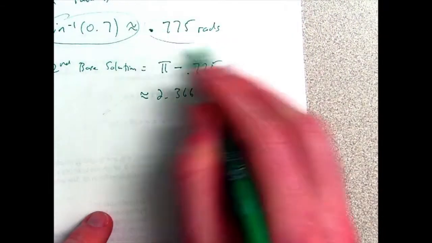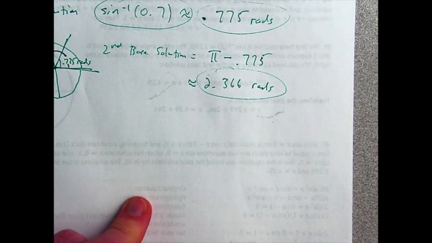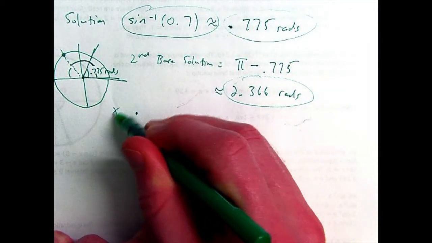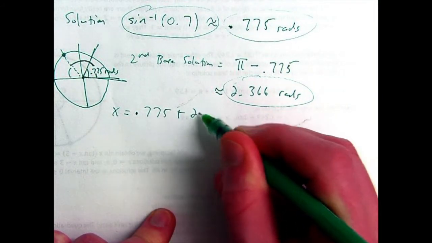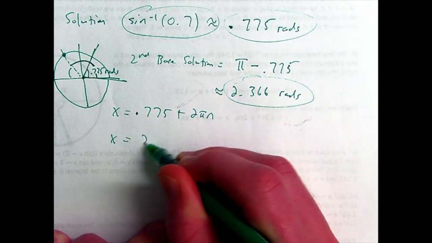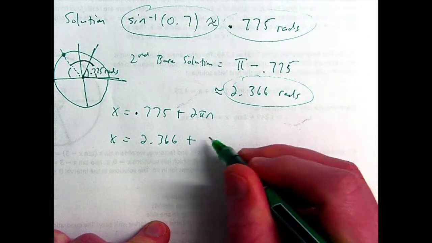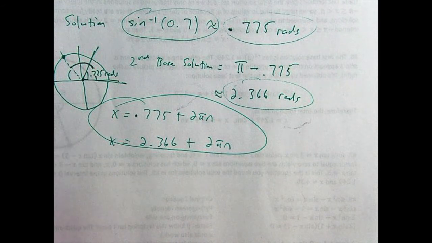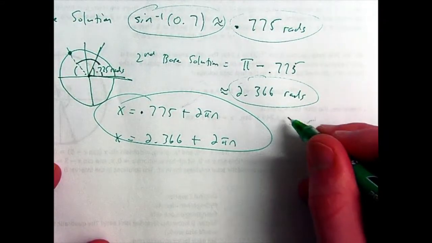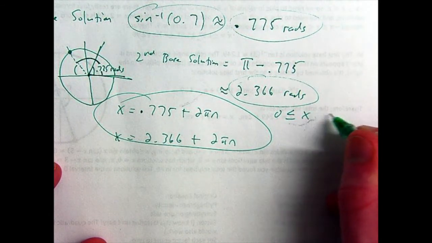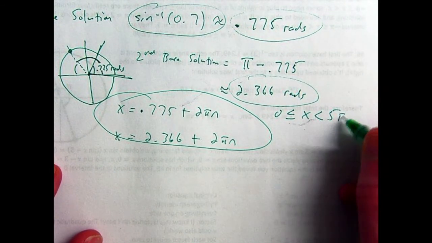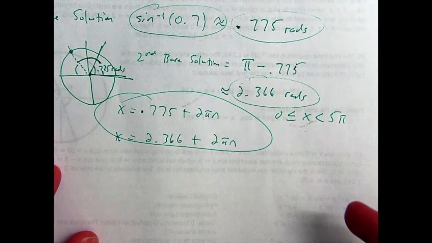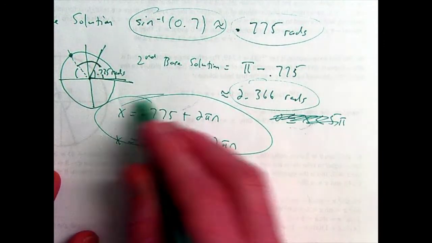So this is one base solution, this is my second base solution, and just like always, all we have to do now is slap on a 2 pi n to each one of those, right? So x is equal to 0.775 plus 2 pi n, or x is equal to 2.366 plus 2 pi n. And those two formulas represent the entire solution set to the equation. If I had some kind of a restriction, like if someone said, I want 0 less than or equal to x, less than 5 pi or something, then you would have to start plugging in specific values of n and generating the actual solutions. But I don't have a restriction, so I just stop with these two formulas here.